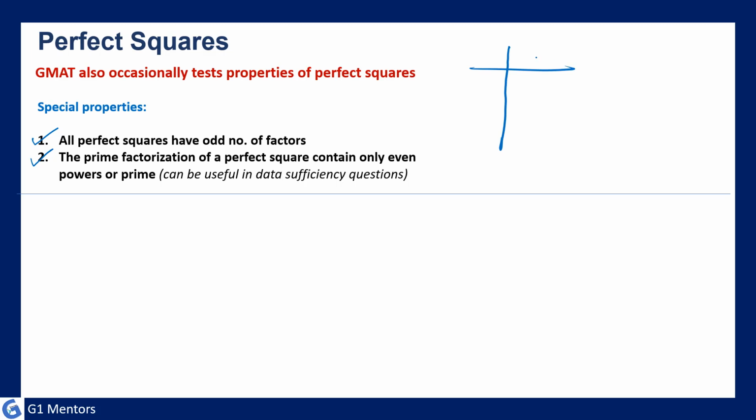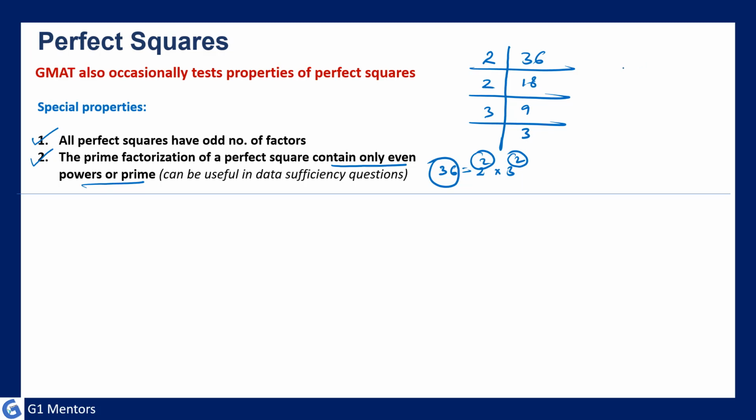Let's factorize 36. So 36 divided by 2 is 18. 18 divided by 2 is 9. Then there is a 3 and a 3. So 36 we can write as 2 square into 3 square. Every time, whatever is a perfect square, the prime factorization of a perfect square contains only even powers of primes. So prime factors are 2 and 3. It has only even powers there.